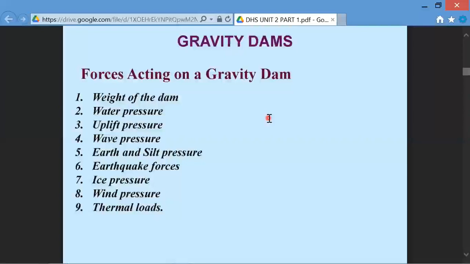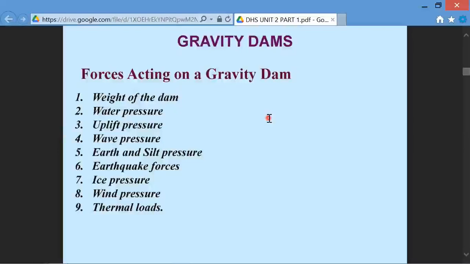And the 9th one is the thermal load. Thermal load means temperature load. Thermal expansion and contraction will take place because of the temperature variation. So almost all the major forces are enlisted here. These forces we consider, and after considering them, we design the dam.